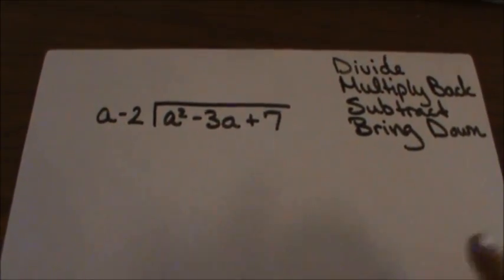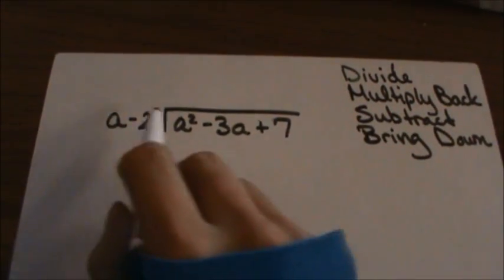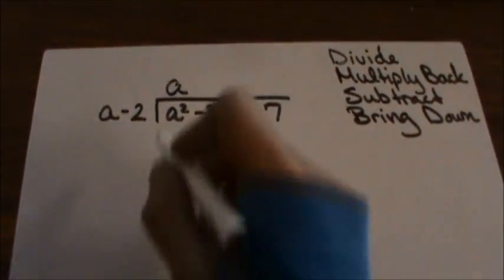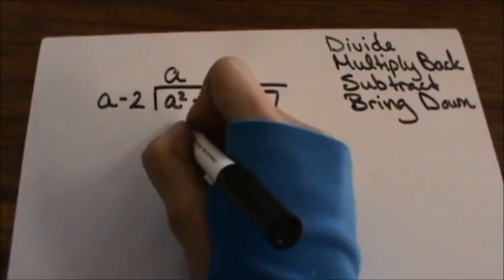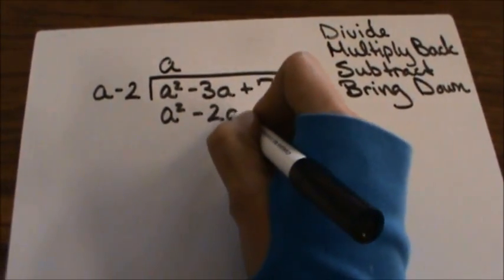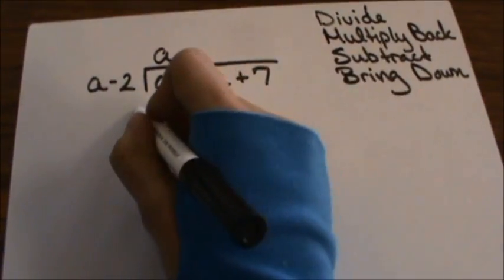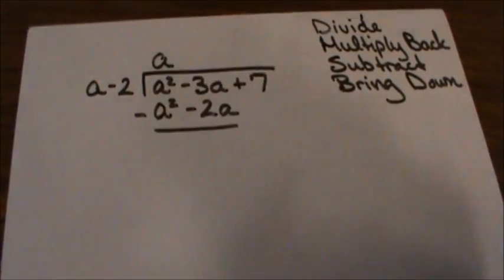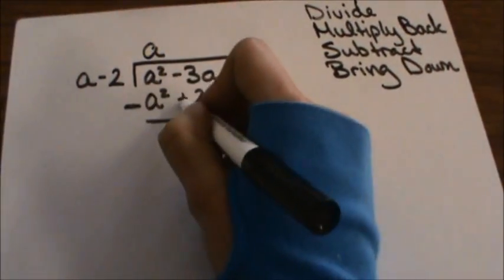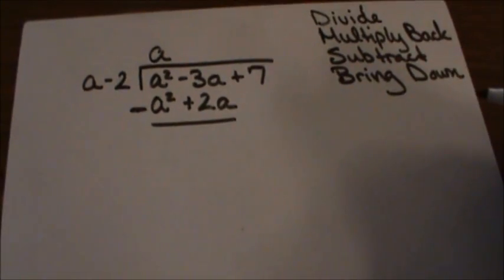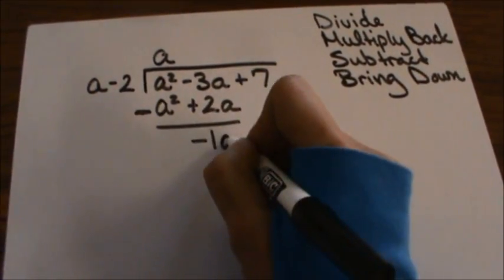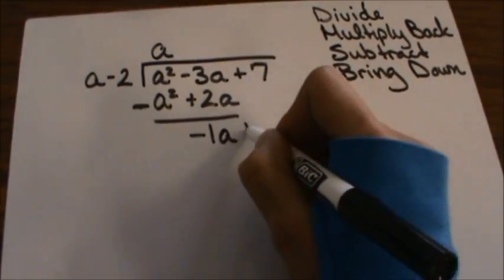Let's try one more. Divide. A squared divided by a is a. Multiply back. A times a is a squared. A times negative 2 is negative 2a. Subtract both of these terms. What I'm going to do instead of subtracting and putting parentheses and all that kind of stuff, I'm going to change this sign and change this sign. It's like distributing through with a negative. This is 0, this is negative 1a. Bring down the next term.